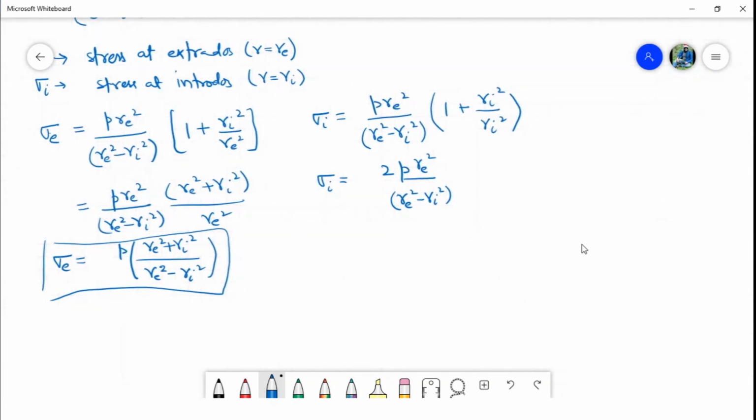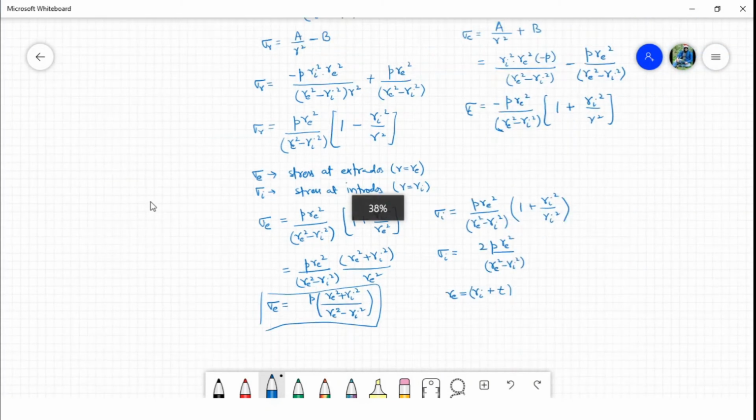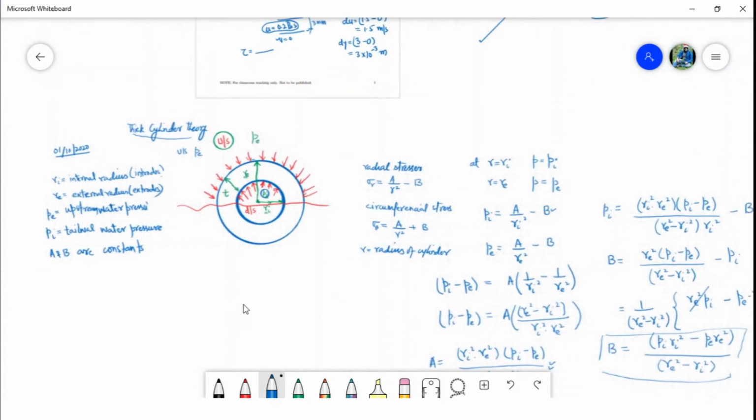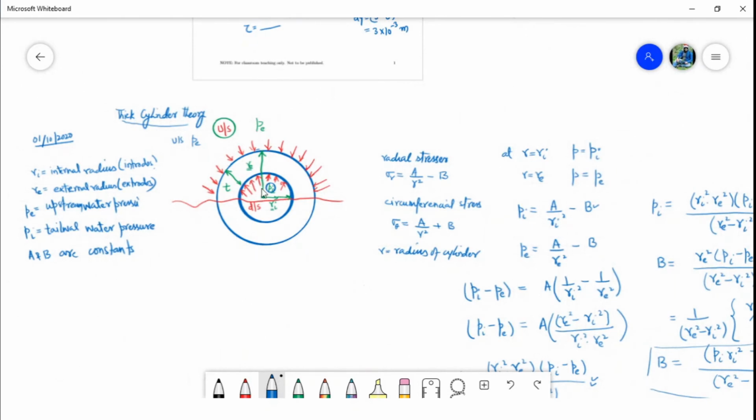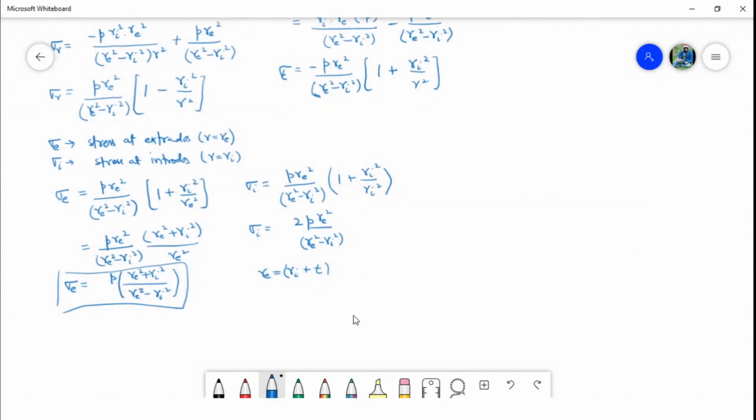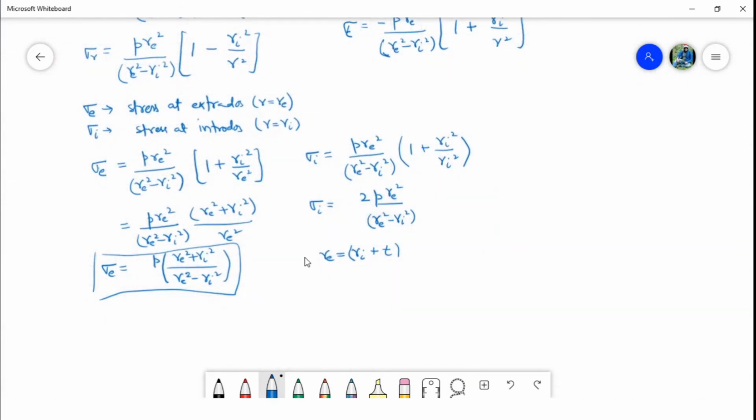Now we can say that Re is equal to Ri plus T. You can see from here, Re is equal to Ri plus T. So Ri will be equal to Re minus T. Okay.